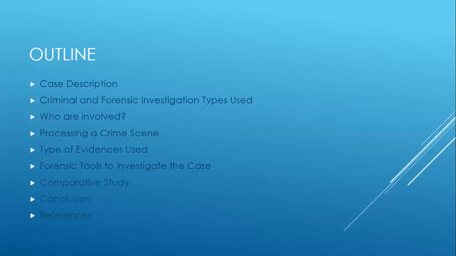We have the first outline. In the outline, we have first the case description, which focuses on what the case is and how it went. Secondly, we have criminal and forensic investigation types used, followed by who was involved, processing of a crime scene, types of evidence used, forensic tools to investigate the case, a comparative study, a conclusion, and at last, references.